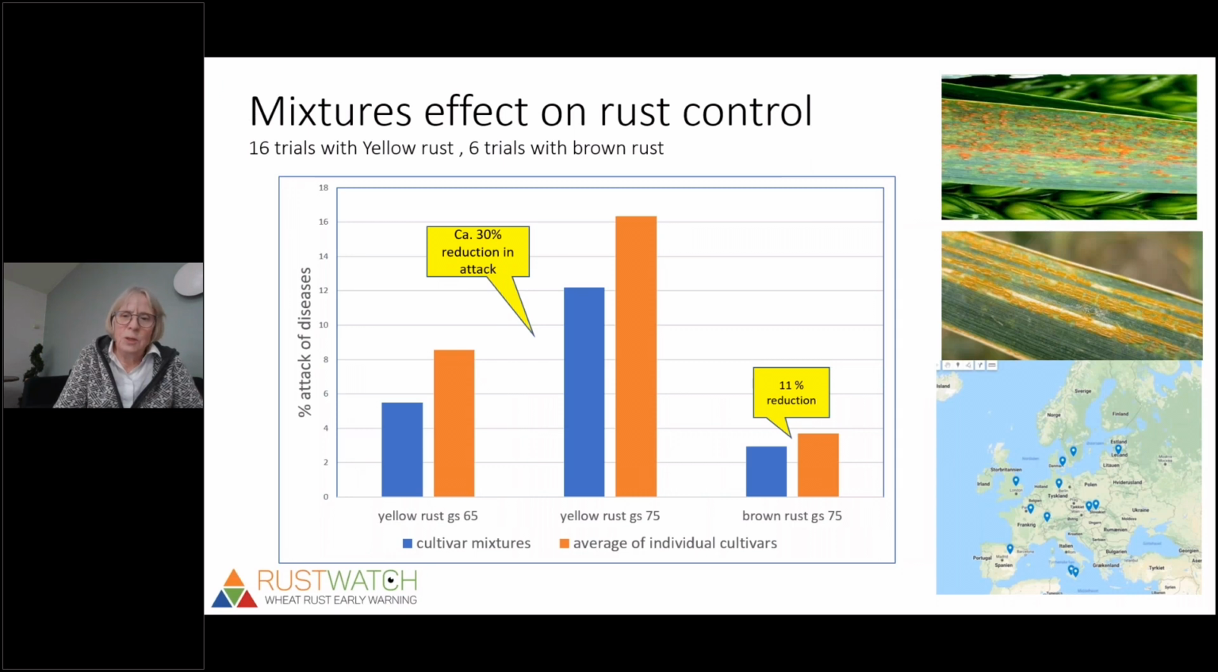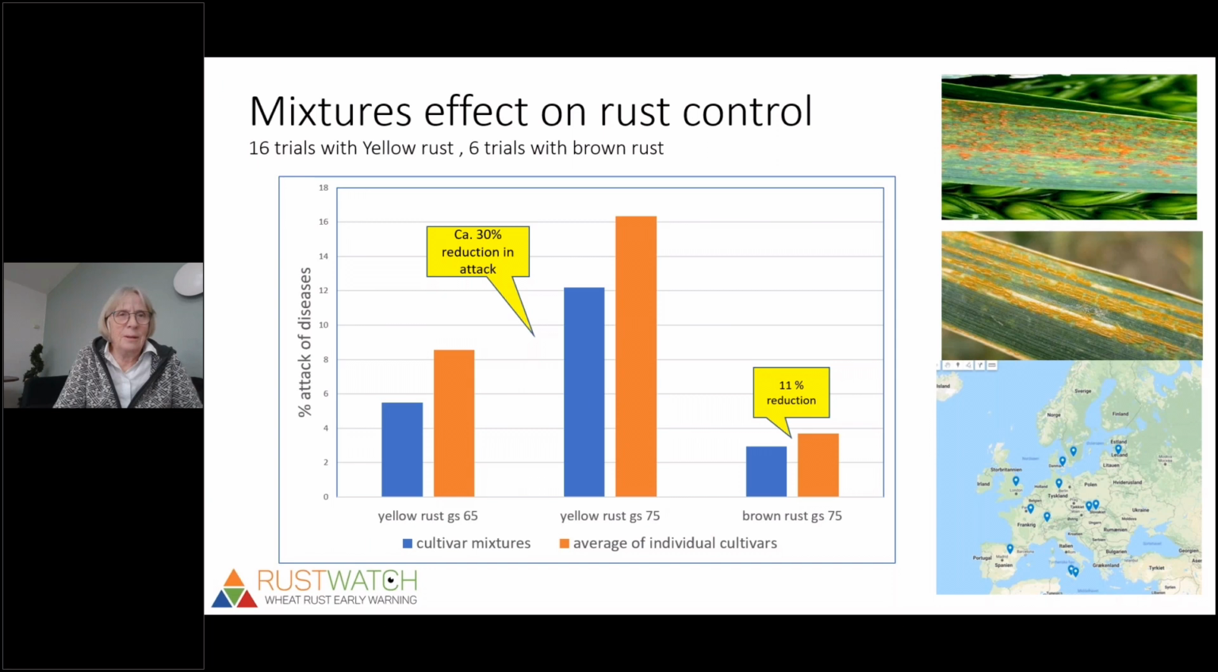In the Rustwatch project, which we had together across the whole of Europe, and the UK was also part of delivering these data which I'm showing here, we had 16 trials with yellow rust, and there we had a 30% reduction in attack of yellow rust in the mixture compared to the average of the 3 components in the mixture. The mixture here included a susceptible variety, a slow rusting variety, and a resistant variety, but clearly a benefit. And when it came to brown rust, we had less data, but 6 trials did show an 11% reduction in attack.